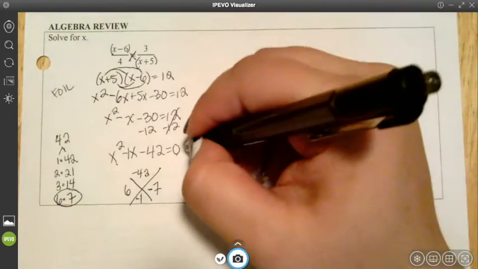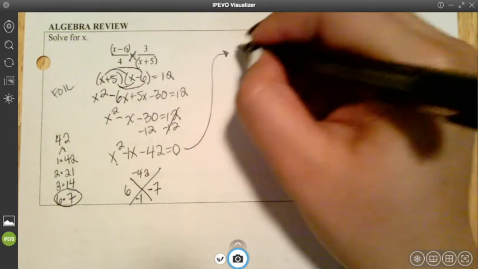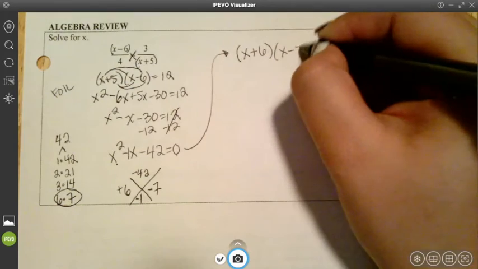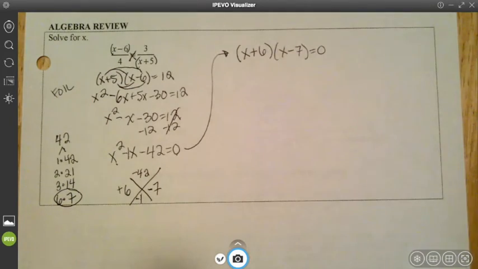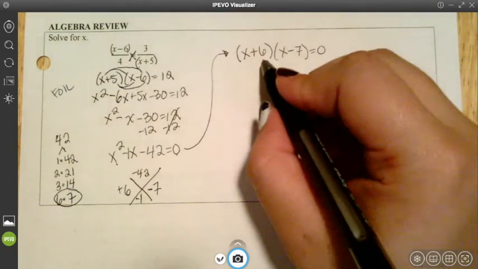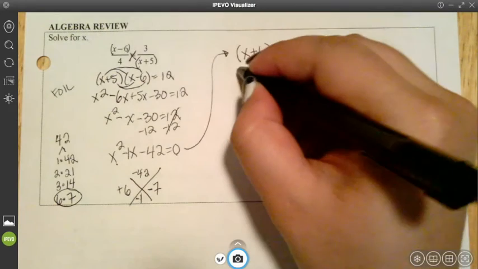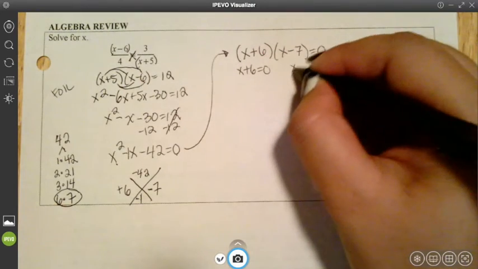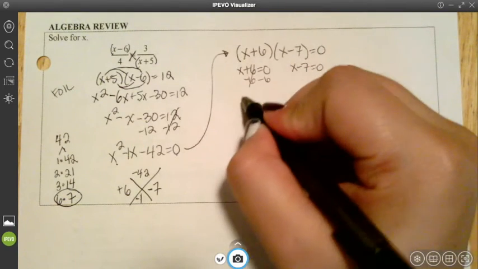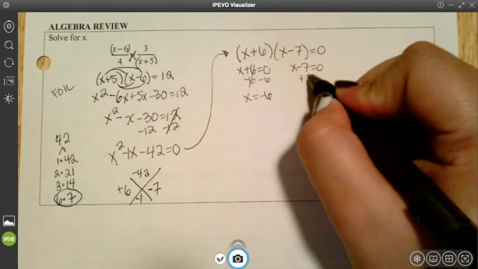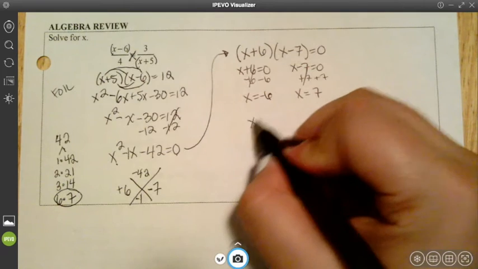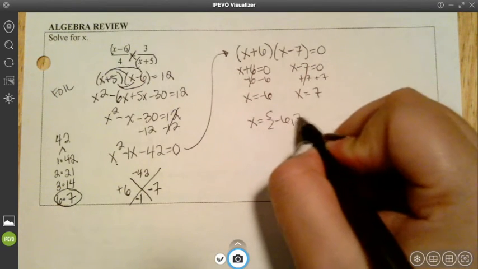What does that mean? Well, it means that I can rewrite this polynomial as x plus 6 times x minus 7 equals 0. And then because it's equal to 0 and it only works for 0, doesn't work for any other number, I can set each of those factors to 0. X plus 6 equals 0 and x minus 7 equals 0. Solving for x now, subtract 6 from both sides. X equals negative 6, and x equals 7. So I have two options for what x can be. X can equal negative 6 or 7.